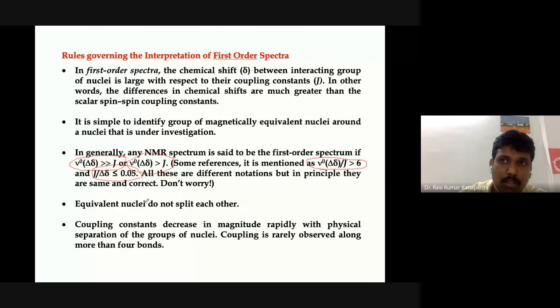You should always remember the coupling constants. The coupling constant depends upon the number of bonds between the partners which are actually interacting. If this distance is more, in other words, if there are more bonds between the two partners, then naturally the coupling is less. So such a spectrum normally becomes a first order spectrum.